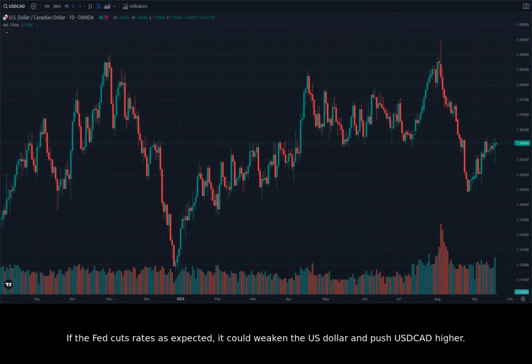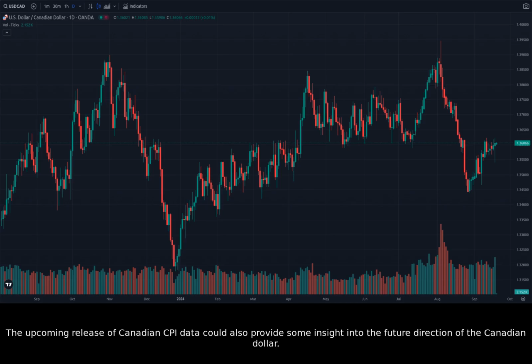If the Fed cuts rates as expected, it could weaken the US dollar and push USDCAD higher. However, if the Fed holds rates steady, it could strengthen the US dollar and lead to a move lower in USDCAD. The upcoming release of Canadian CPI data could also provide some insight into the future direction of the Canadian dollar.